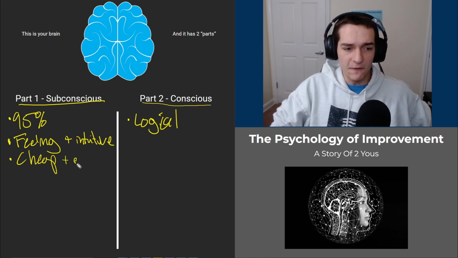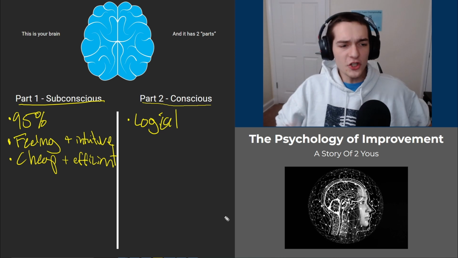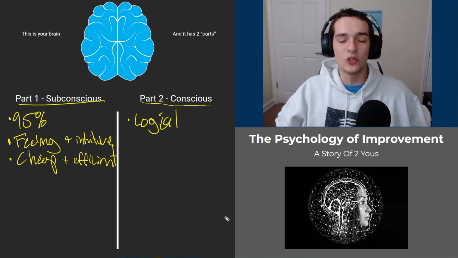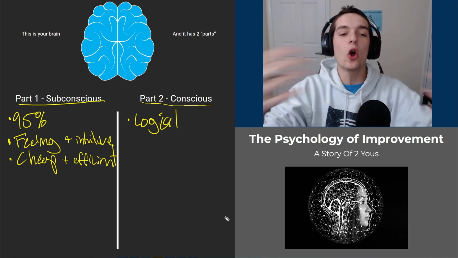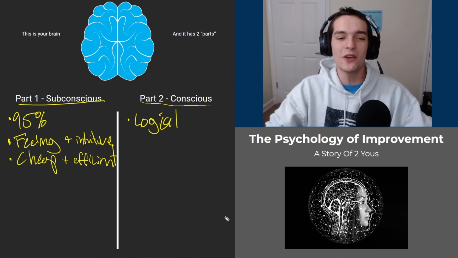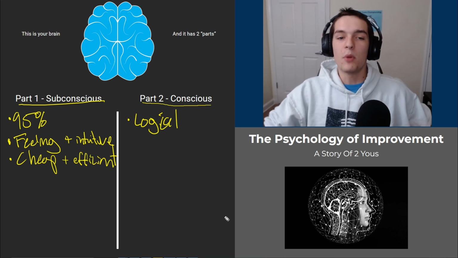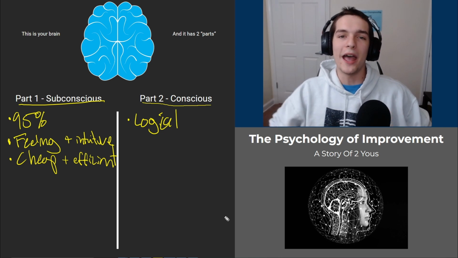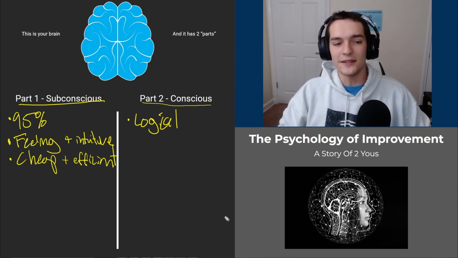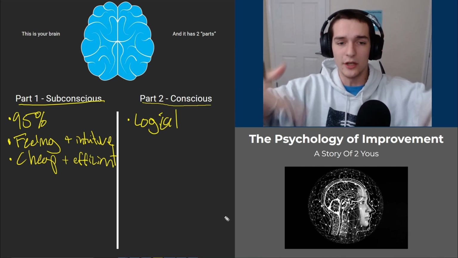Cheap plus efficient, right? It's very cheap and efficient, and it's very feeling based and intuitive based. The problem is it's not that logical. It doesn't have the ability to reason. It has no reasoning skills. It has no ability to logically think through problems. So that's when part two comes in. However, part two is kind of the opposite. Our conscious brain is logical and can reason, but is very expensive. It takes a lot to get our brain to actually reason through a problem.